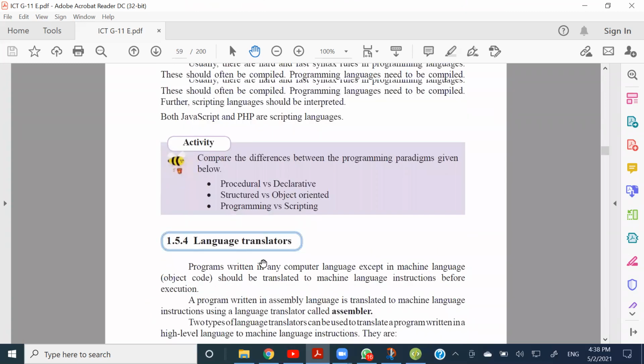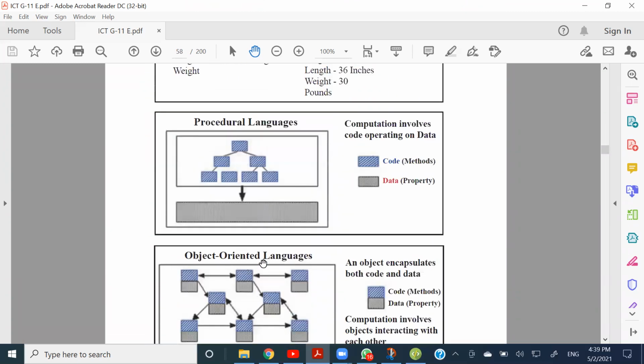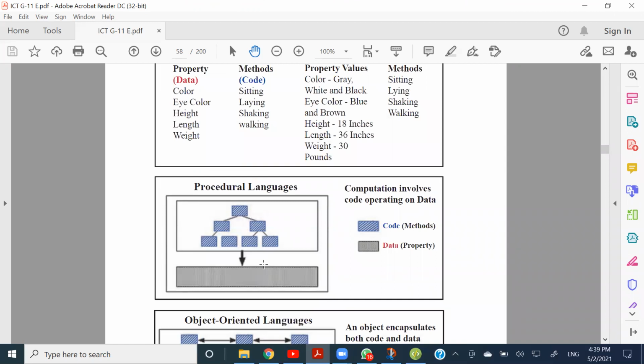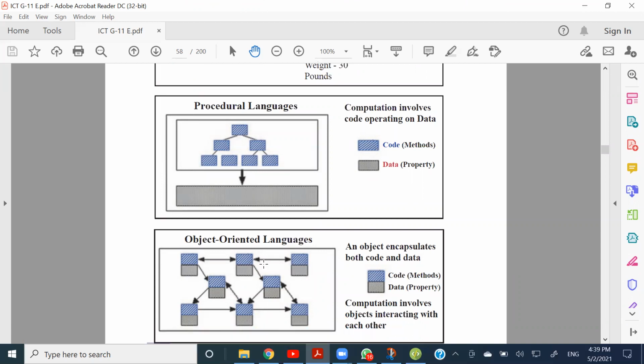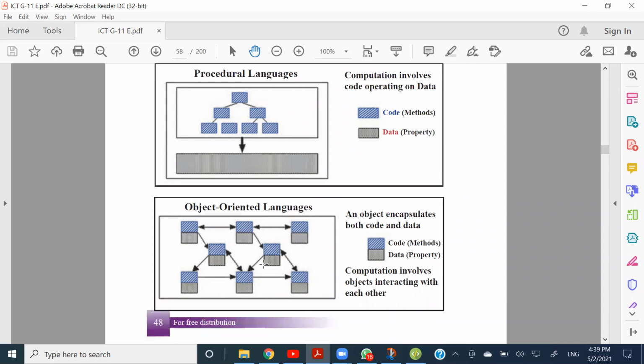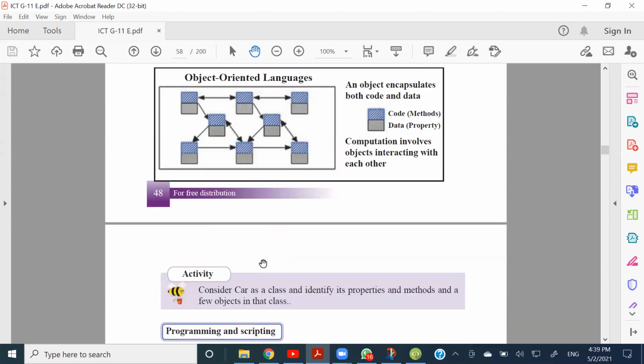So before we move to the programming and scripting, here it's the same thing that they are talking about: procedural languages and object-oriented languages, right? Computation involves code operating on data. So code is there, data is there. Now when it comes to the object, it has separate code and separate data. So each and every employee, each and every component is going to be in this particular manner when it comes to object-oriented languages, right?